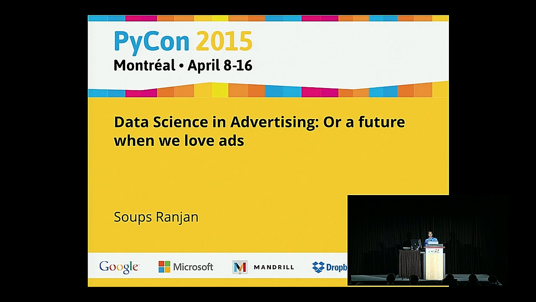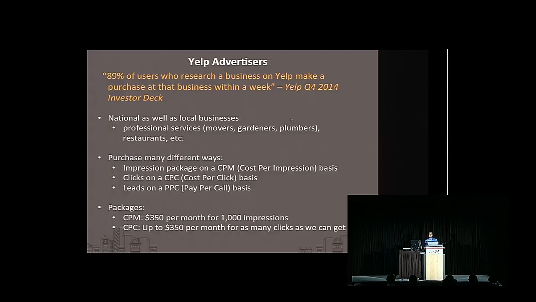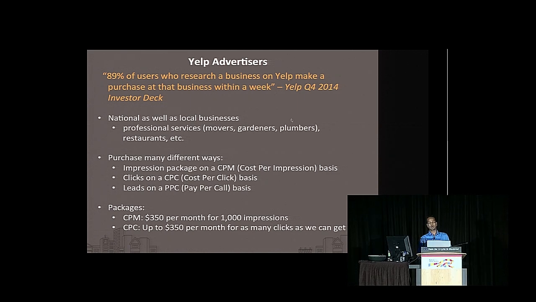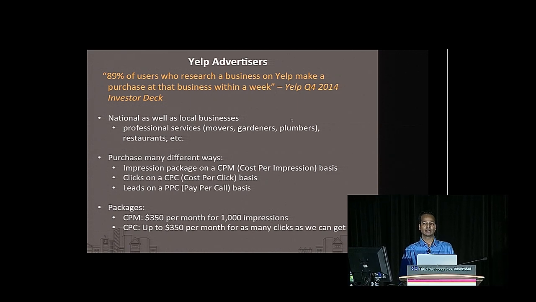We show our ads across all the different platforms. For example, we show them on our desktop site, on our mobile apps, on our mobile site, etc. Our ads appear on top of our search results, so you can see a few ads over here. And our advertisers are local, small, medium, and national advertisers.